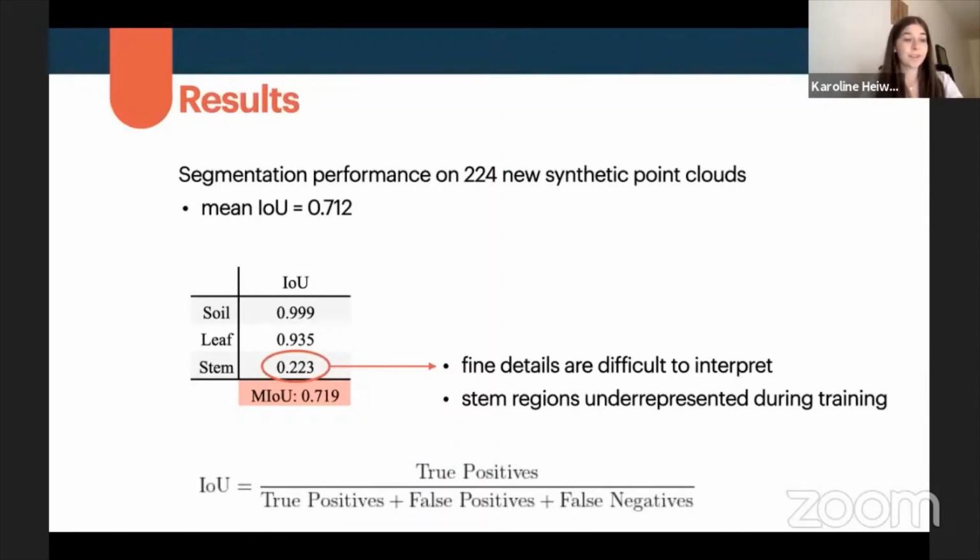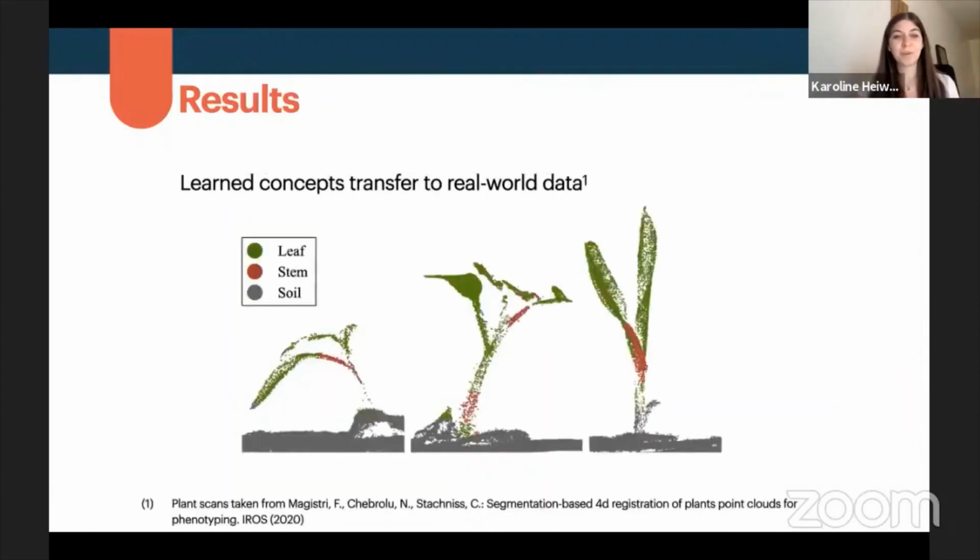So to counteract this class imbalance effect, we introduced a sample weight to the loss function so that a higher relative importance was placed on the underrepresented stem points during training. However, we found that this weighted loss did not really significantly influence the network performance. So in future iterations of this work, we'll definitely have to explore some other data augmentation strategies or some strategies to tackle this imbalance.